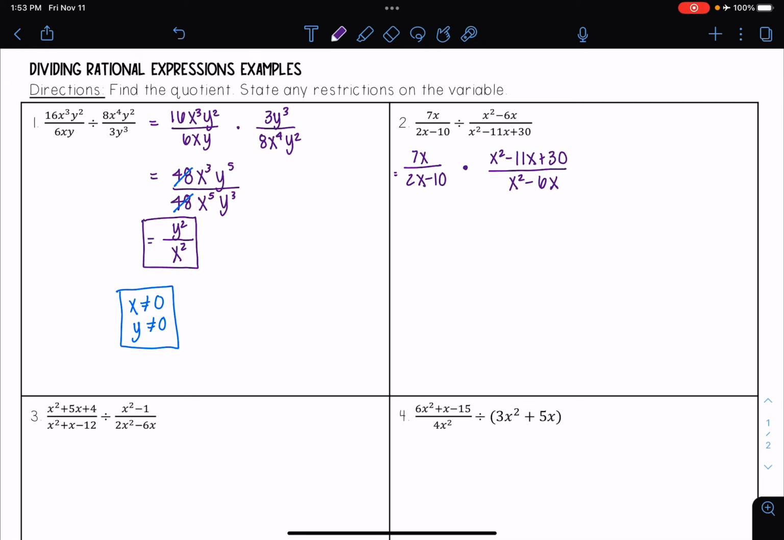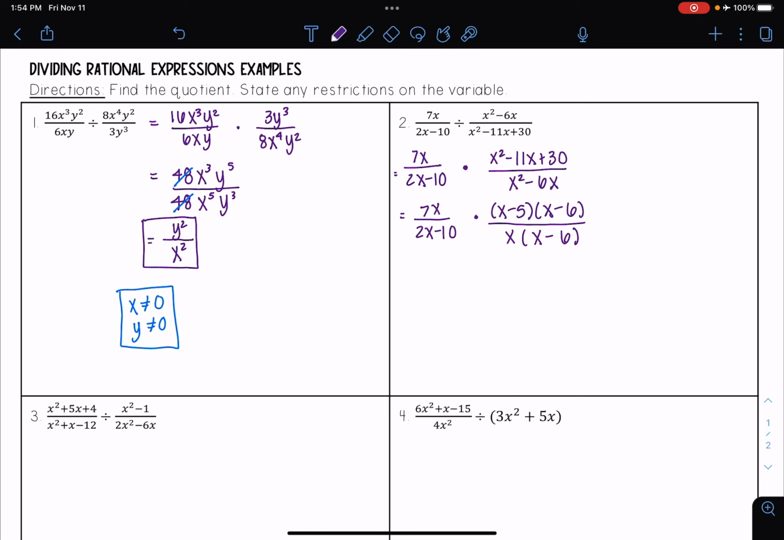This first one can't be factored any further, so I just have 7x over 2x minus 10. Here, the top, x squared minus 11x plus 30, that can be factored to be x minus 5 times x minus 6. And then the bottom here, x squared minus 6x, that can be factored to be x times x minus 6, since I factor out that GCF of x. And then now we can go ahead and multiply.